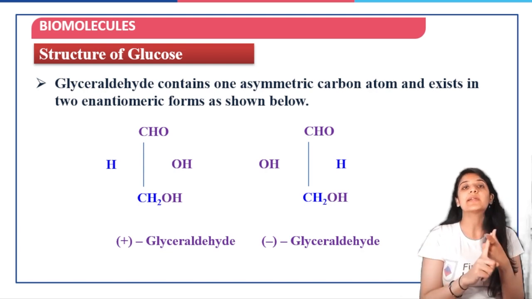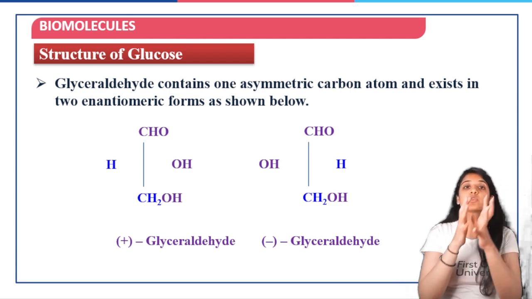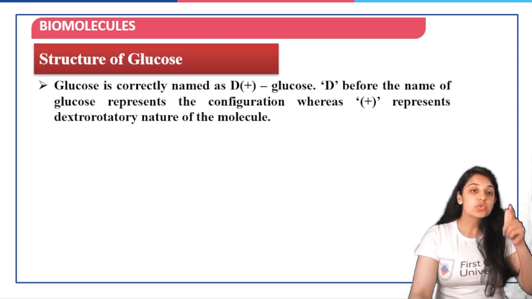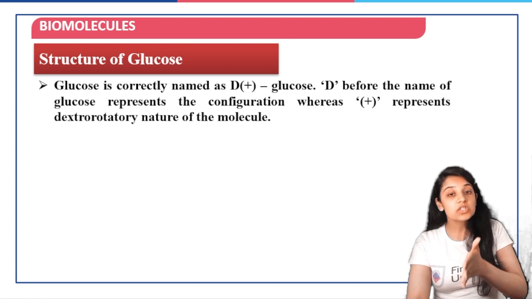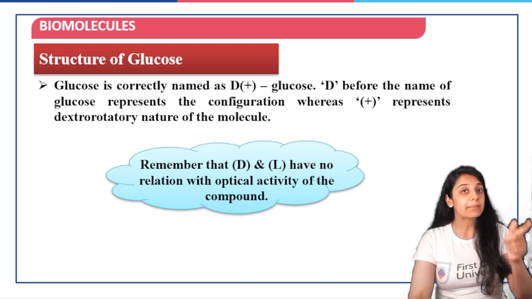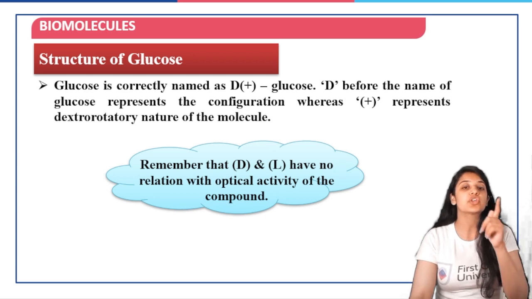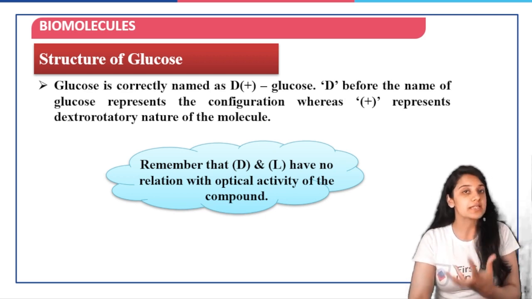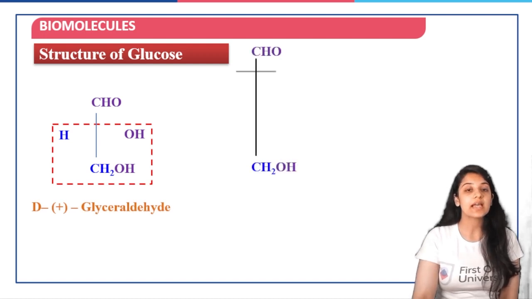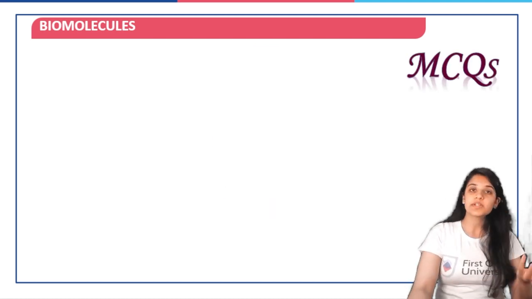But where are the capital D and capital L in glucose coming from? That is coming from their configuration with respect to the glyceraldehyde molecule. Now, if the glucose is named as D, it means that it is going to have the same configuration as plus glyceraldehyde. Okay. So remember that D and L have no relation with the optical activity of that compound, but these capital D and capital L have a relation with the optical activity of glyceraldehyde. So capital D before the name of glucose represents the configuration of plus, the dextrorotatory glyceraldehyde, and when we have L, it would be the minus of glyceraldehyde. Okay, so this is D plus glyceraldehyde, and similarly we have D plus glucose, and similar is going to be the case with L.